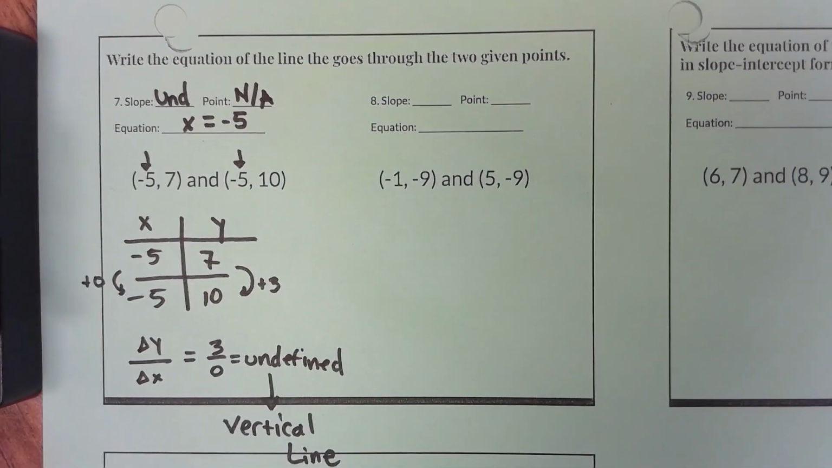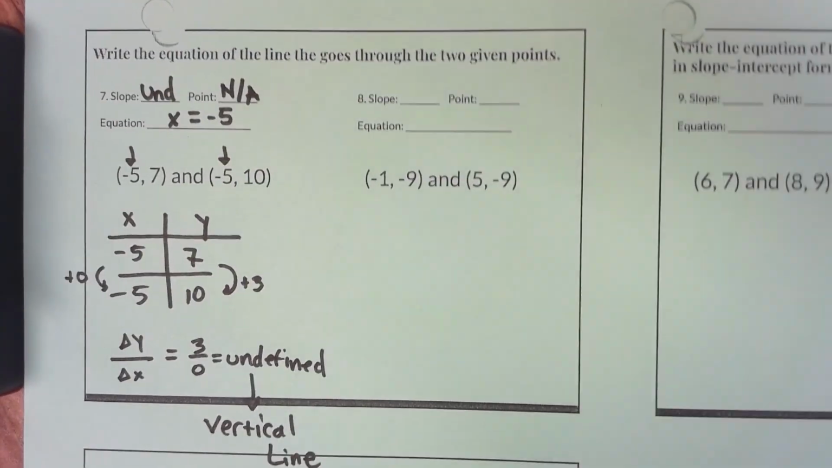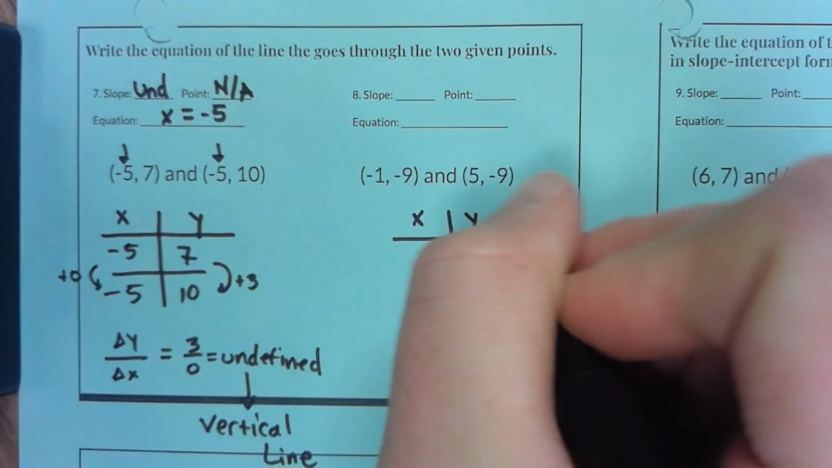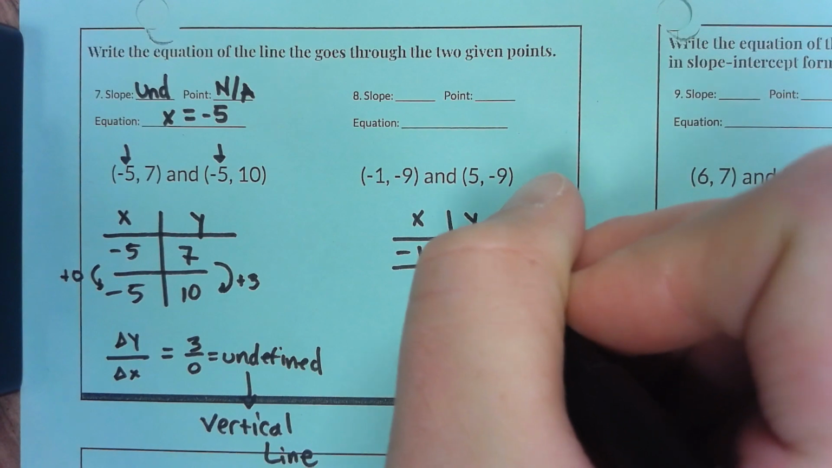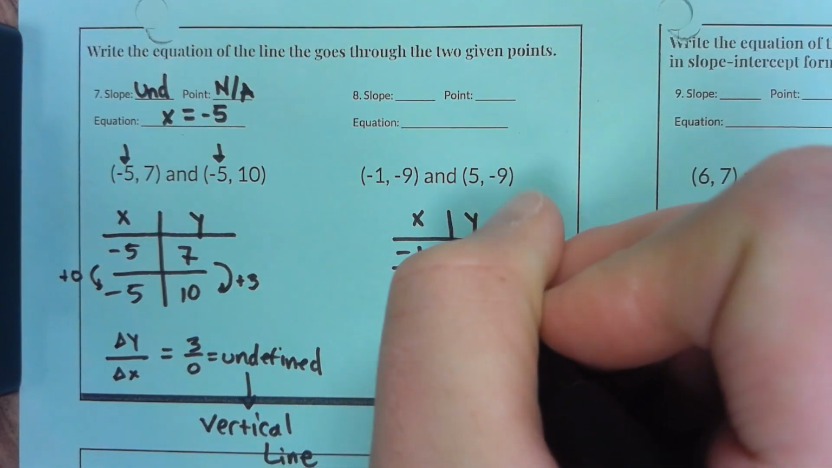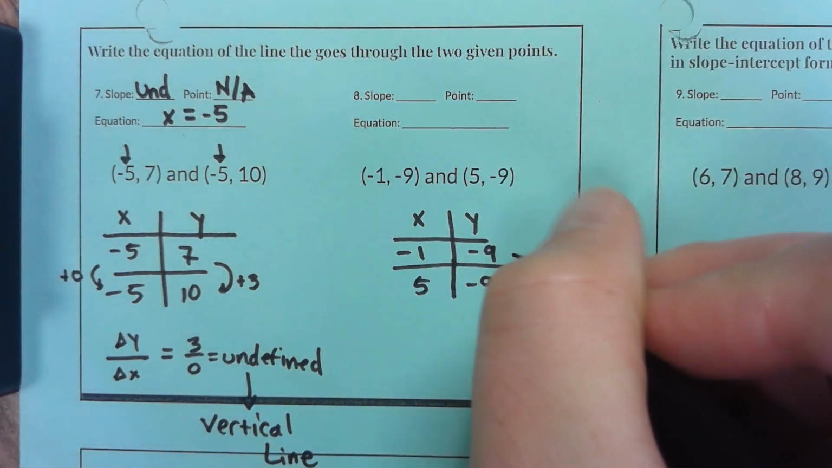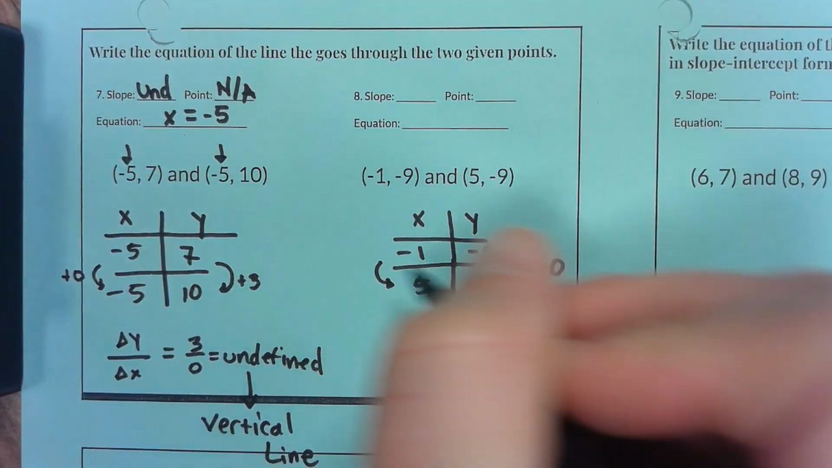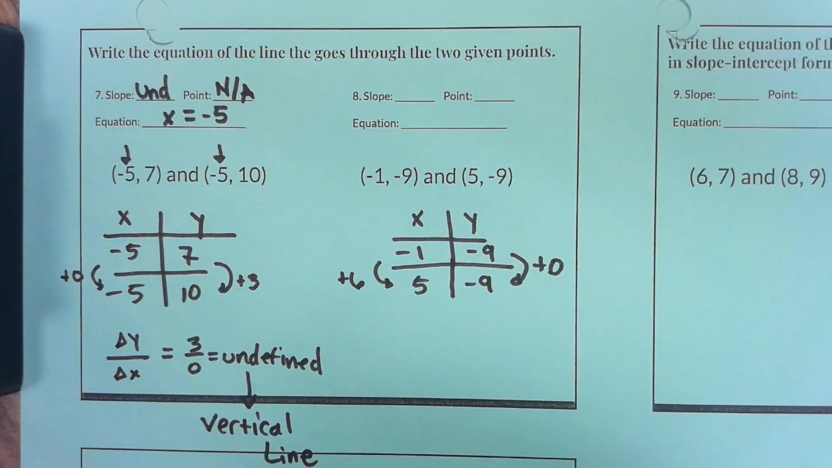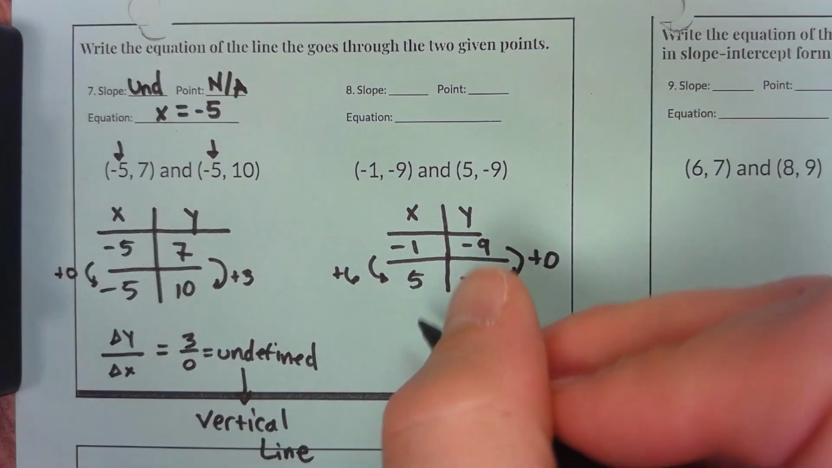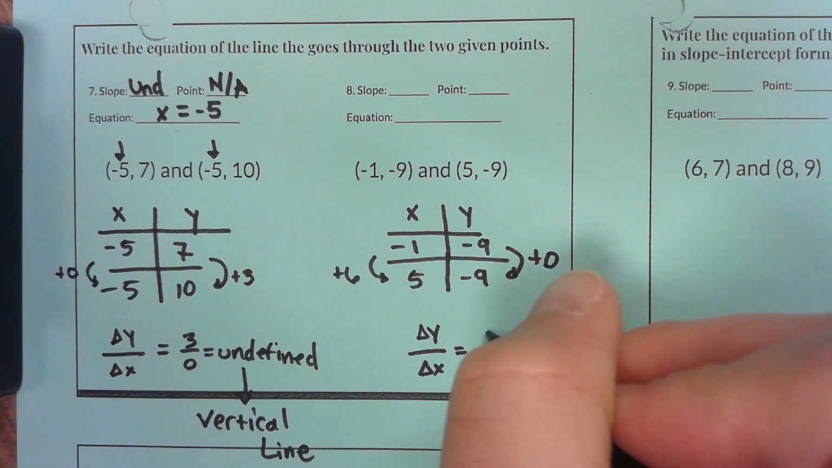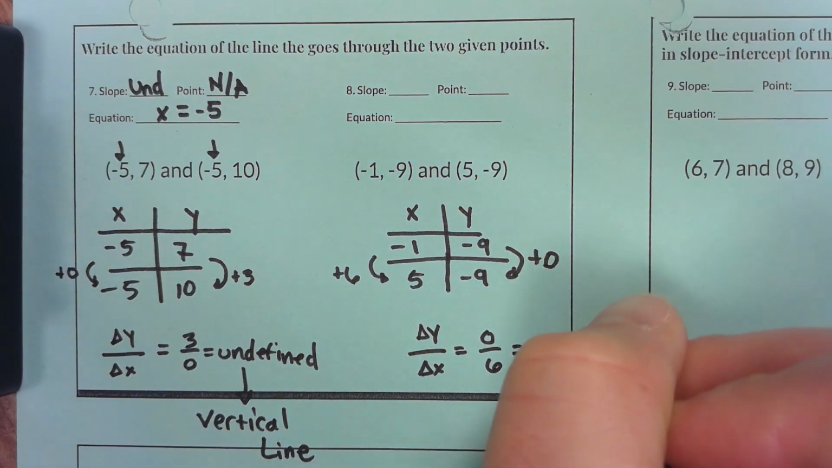All right, now the same is true for number 8. Here, not exactly the same, but when I go and find the slope here, so -1, -9, 5, -9, my change in y is adding 0. My change in x is adding 6. So now, when I take change in y divided by change in x, I get 0 divided by 6, which is 0.